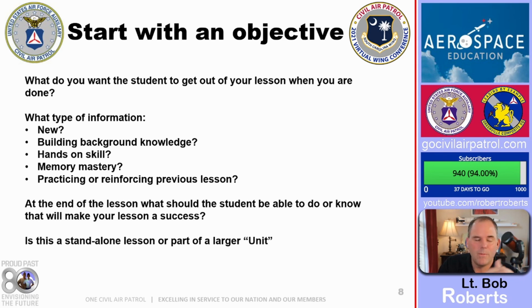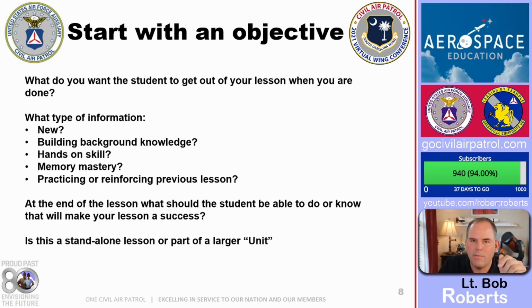Us pilots, ton of stuff, emergency procedures, your V speeds, all of those things are all just pure memory. And then, is your lesson actually going to be to practice and reinforce a previous lesson? And so ask yourself at this stage, at the end of the lesson, you may have spent, say, an hour, right? What do you want that student to be able to know or to be able to do to show that lesson is successful?